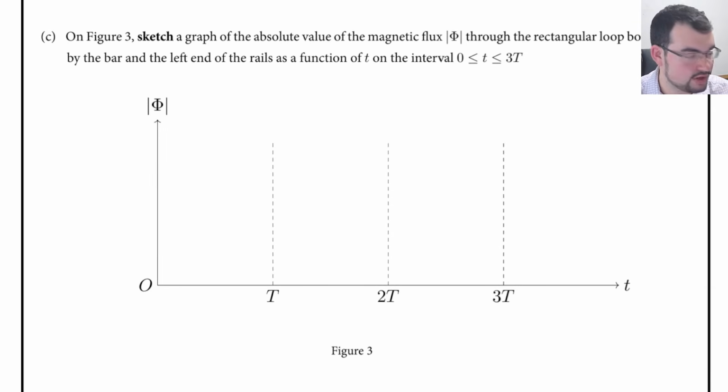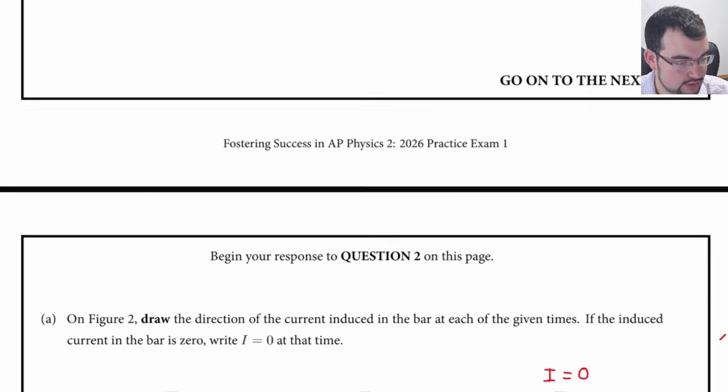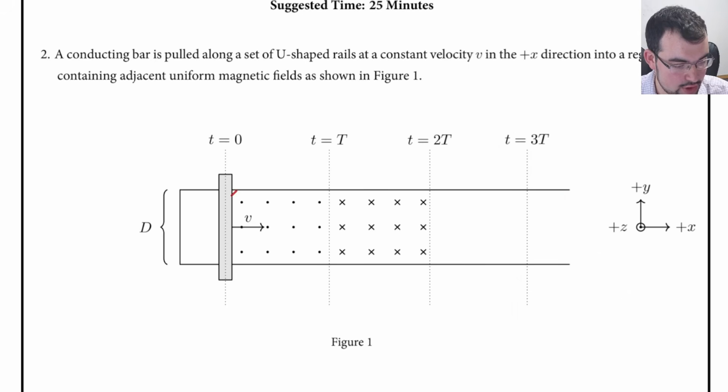All right, sketch the absolute value of the magnetic flux through the rectangular loop bound by the bar and its left end. So essentially we're saying just draw the most natural loop, the circuit loop created here. Well, I start with 0 magnetic field piercing this rectangular loop, right? Because at t equals 0, I have this object. Then at t equals 1t, I have this object, which has circles piercing it. So I know my flux increases.